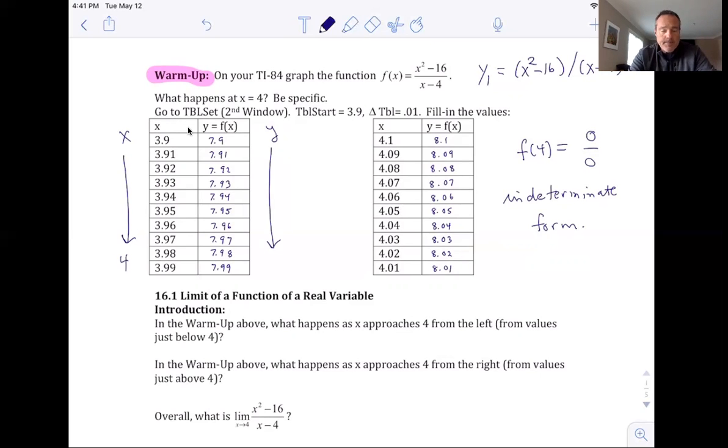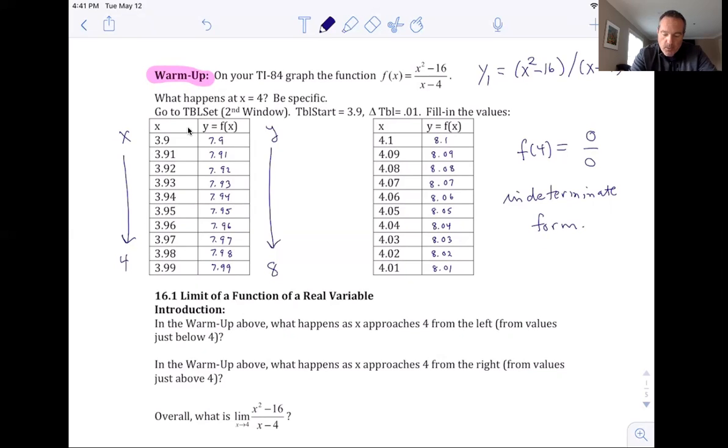Even a middle school kid could tell you, well, they're getting really, really close to 8. So as you take numbers just below 4, the y values approach 8. That's what we mean by a limit in the simplest terms. And since the x values are all left of 4, we call that a left-hand limit or a lower limit.